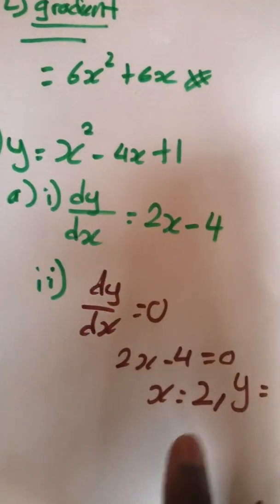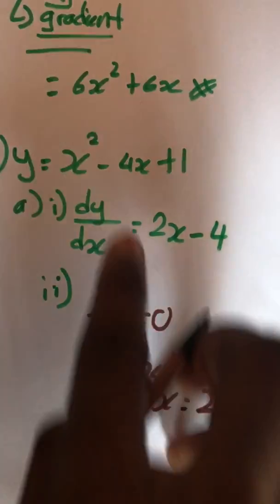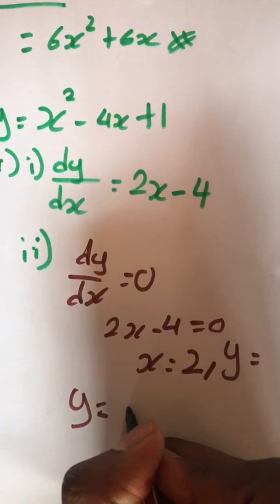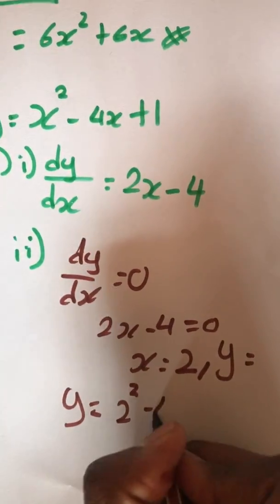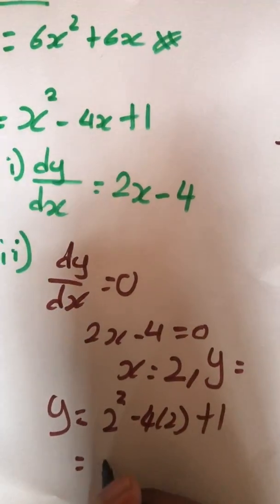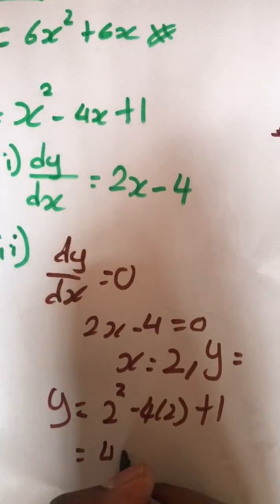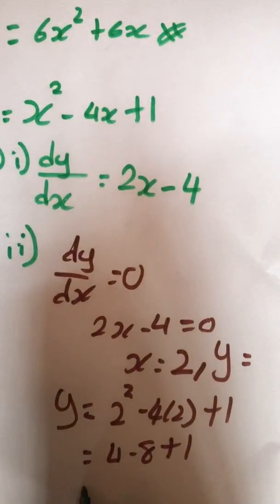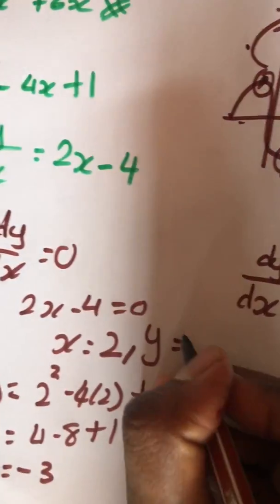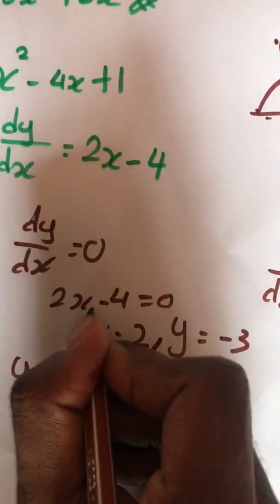How do I find my y? I can take this x equals 2, replace inside here and find my y, right? So I'm going to do that here. So 2 squared minus 4 times 2 plus 1. So 2 squared is 4, times 2 here you get 8, and you've got plus 1. So 8 minus 8 plus 1, that gives 1, and the coordinates are what I've written here. There you go, you got the coordinates.